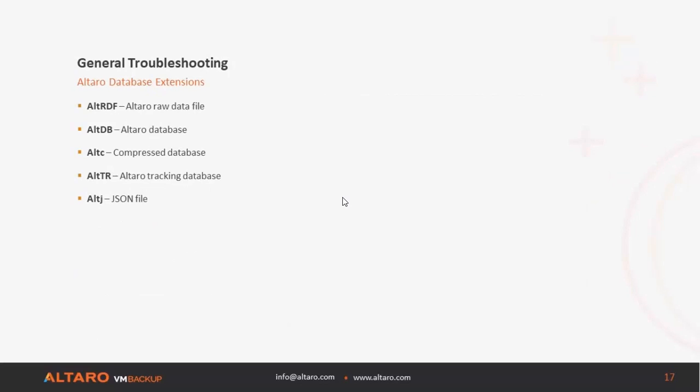In mentioning all these databases, it's important that we understand the extensions that Altaro is using inside the repository. The alt-rdf extension refers to the Altaro raw data files. The alt-db extension indicates that this is an Altaro database file, and the alt-c indicates that the file is compressed. The Altaro indexing database will have an alt-tr extension, and there will also be alt-j, which are JSON files.